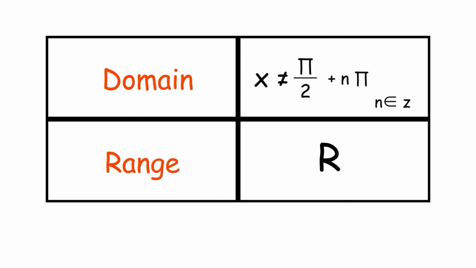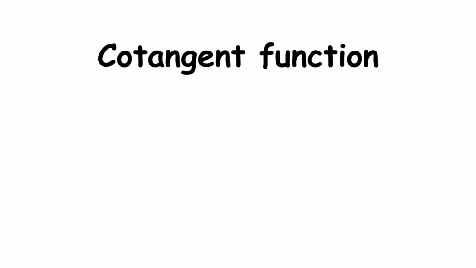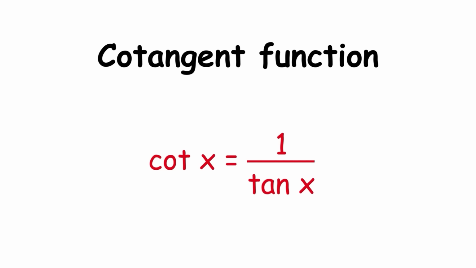The trigonometric functions previously analyzed have reciprocal trigonometric ratios. Cotangent function. Cotangent of x equals 1 over tangent of x.